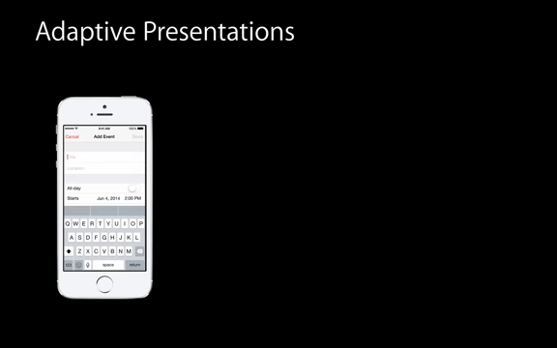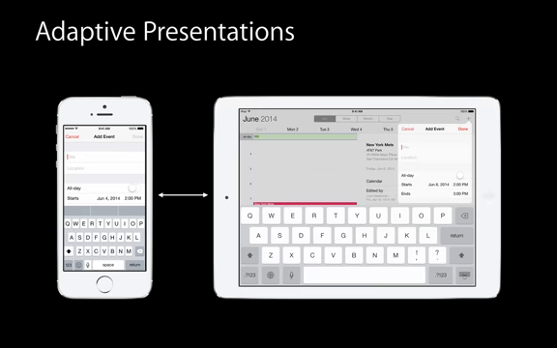Similarly, we've taken the philosophy of adaptivity to view controller presentations. And we'll show you how to build code that presents something like a full-screen modal view controller on iPhone, and something more appropriate like a popover on iPad. Again, without any device-specific checks, because we're focusing on reusable, adaptive code. That is the theme of Cocoa Touch on iOS 8.